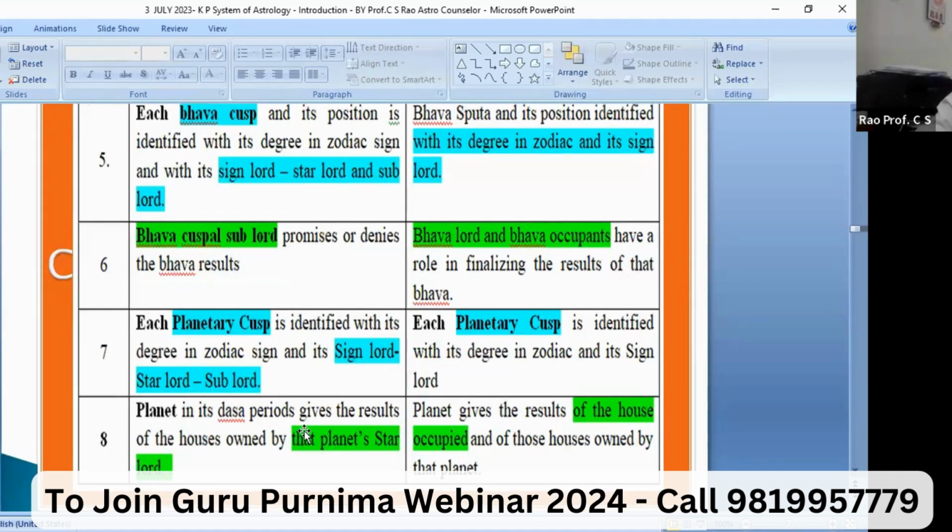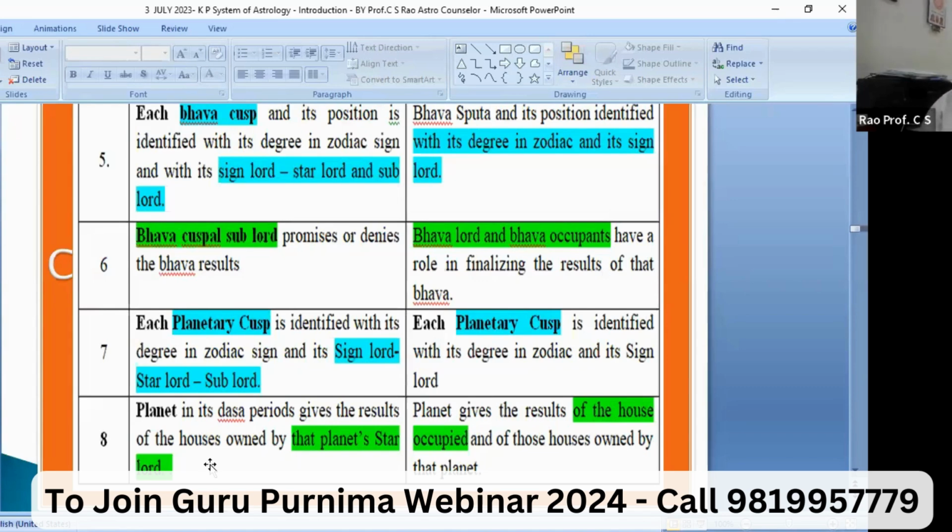A planet in its dasha period gives the results of the house owned by that planet's star lord. In a dasha period, suppose X planet is the main dasha and Y planet is the second level, let us say X into Y. Here every planet has a star lord. In the KP system, what is the planet's star lord? You are now running the dasha of Venus. Who is Venus's star lord in the birth chart in the KP system?